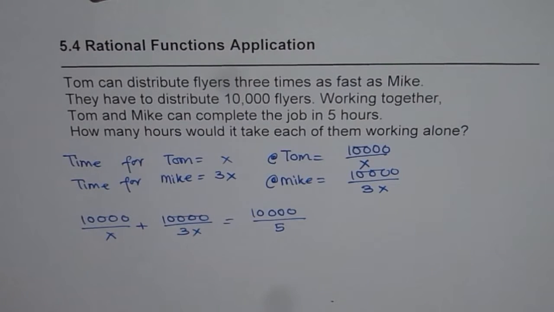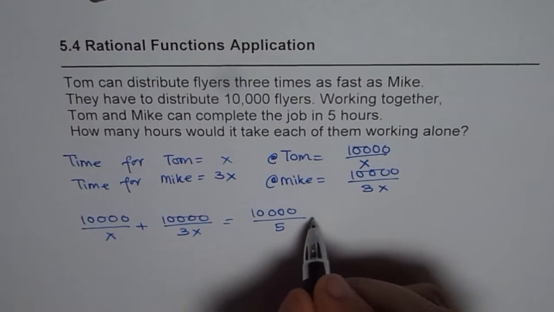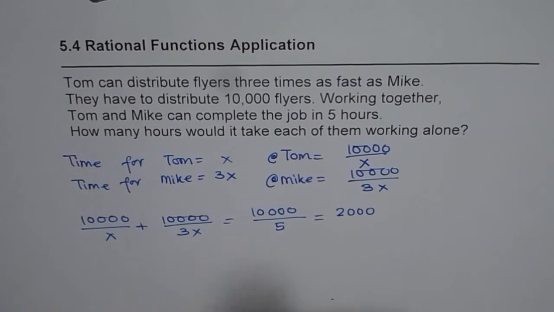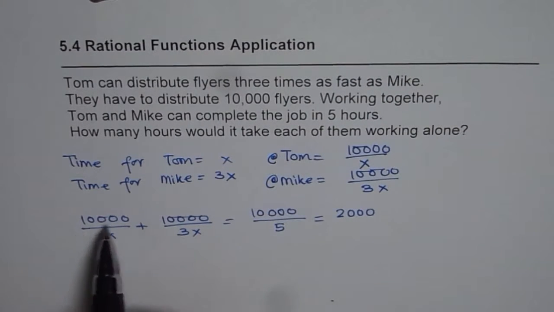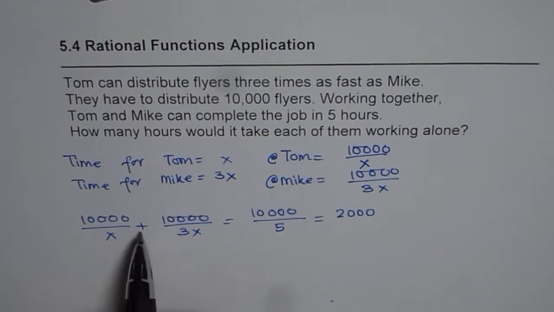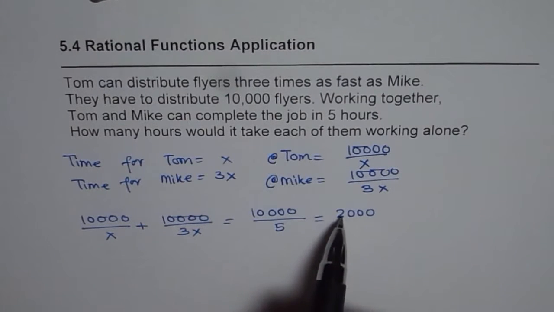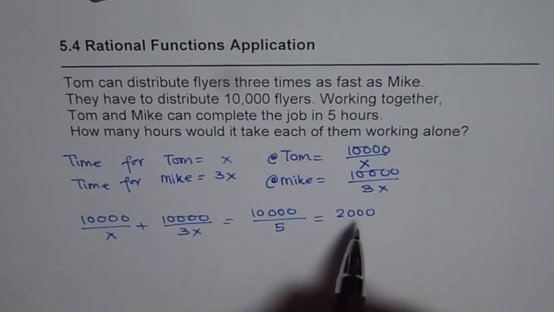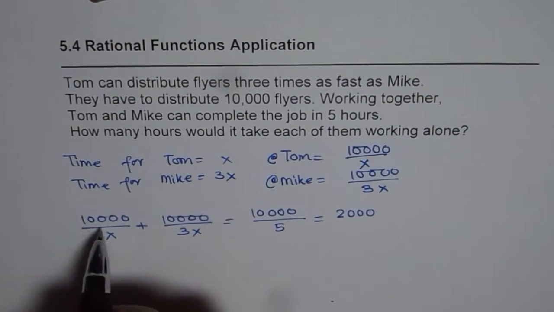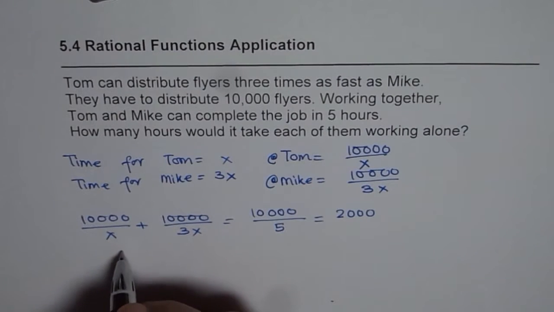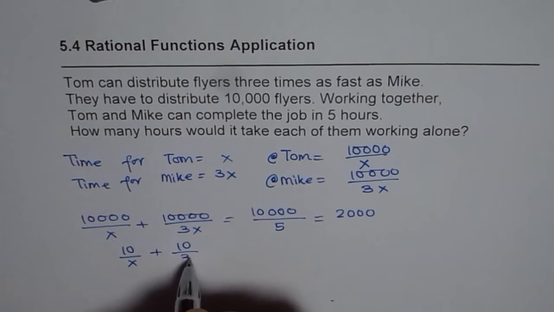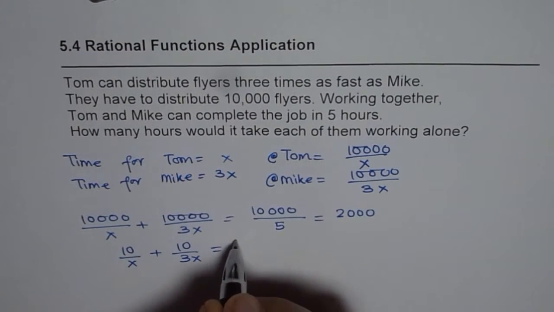Since we have the variable in the denominator, you can clearly see it's a rational function. Now let us solve it. 10,000 divided by 5 is 2,000. So we have 10,000 over x plus 10,000 over 3x equals 2,000. Let's make things simpler, dividing each by 1,000 first. The thousands will cancel out. So we get 10 over x plus 10 over 3x equals 2.